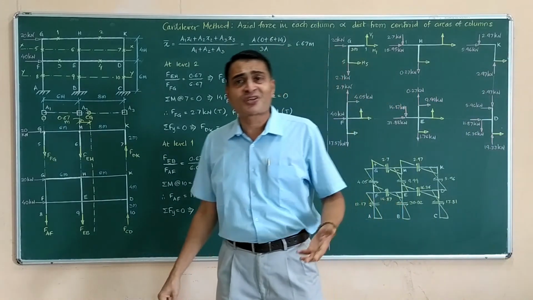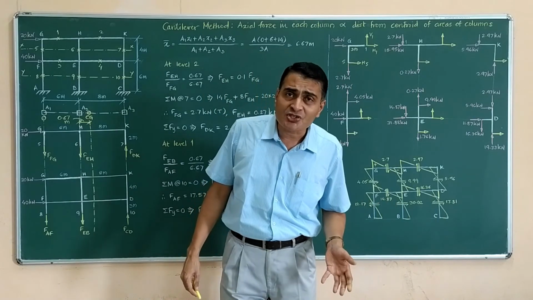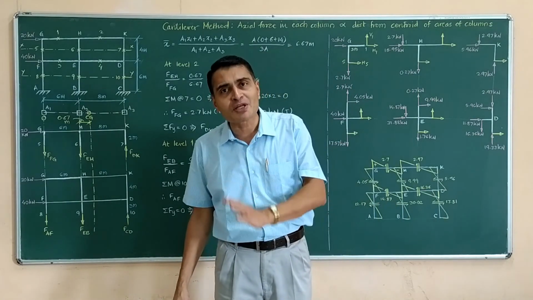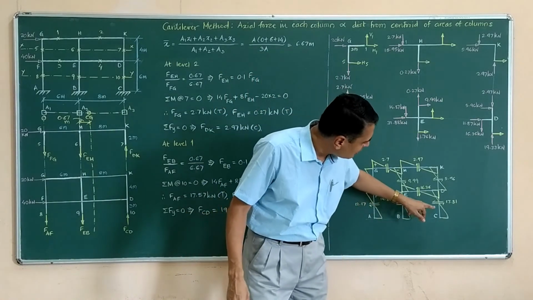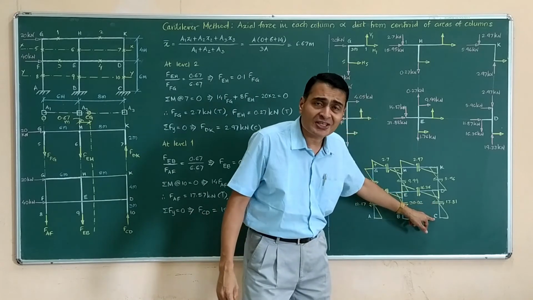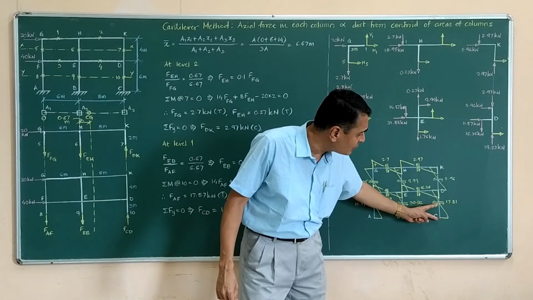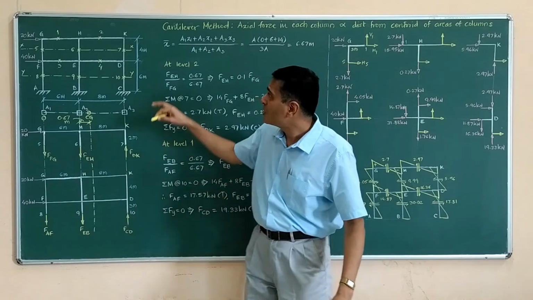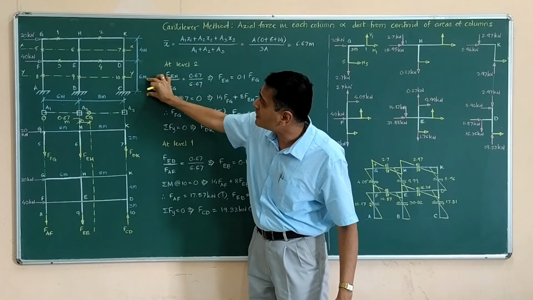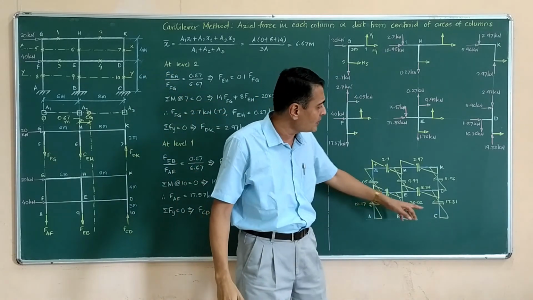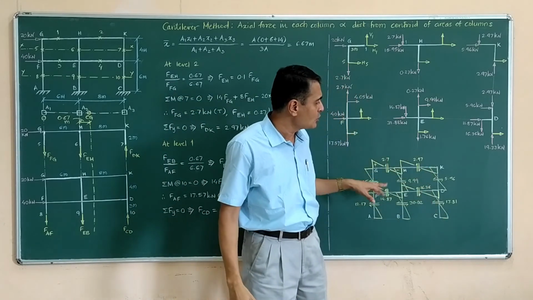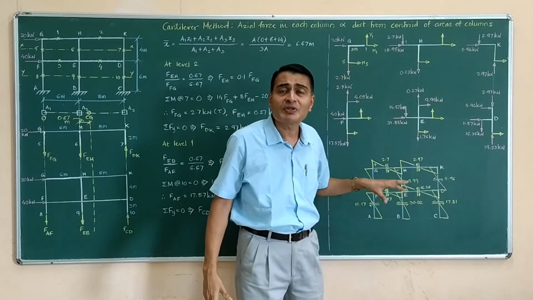So as I explained just now, and as we did in our previous problem, you please work out these values. It is extremely simple. 17.81 multiplied by this distance. Total height is 6. So half the height is 3 meters. So you will get all these values. So this is our moment diagram.